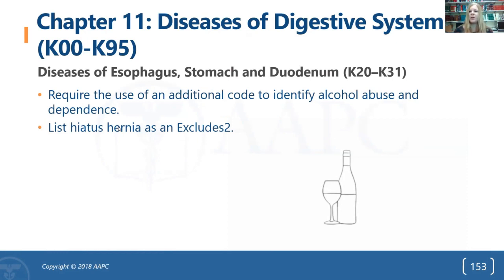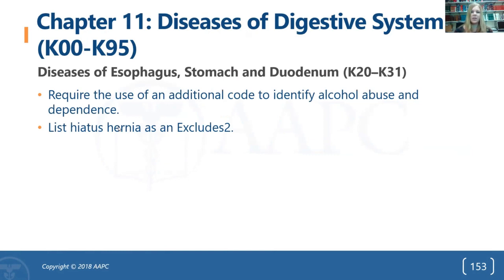The codes in the subcategory list hiatus hernia as an Excludes2, which means it can be coded if both conditions are documented and if both of them exist. For the appendix, this subcategory includes acquired, congenital, and recurrent hernias. Hernias with both gangrene and obstruction are classified to hernia with gangrene.